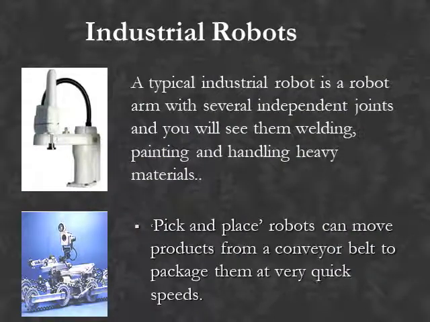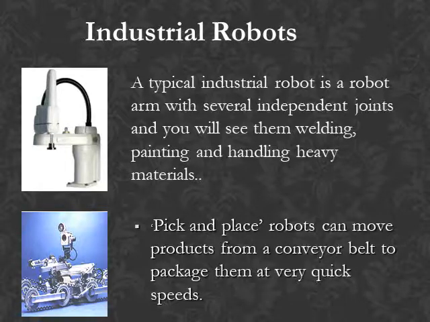Industrial robots. A typical industrial robot is a robot arm with several independent joints, and you will see them welding, painting and handling heavy materials. Pick and place robots can move products from a conveyor belt to package them at very quick speeds.